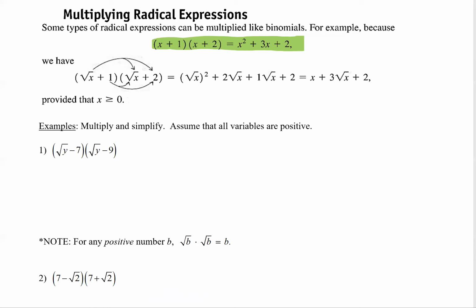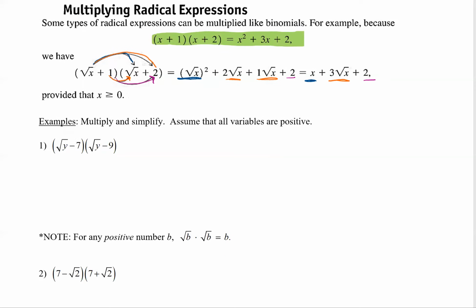So notice the square root of x times the square root of x is equal to x. Square root of x times 2 is 2 square root of x. 1 times square root of x is 1 square root of x. You can combine those to 3 square root of x. And then 1 times 2 is 2.